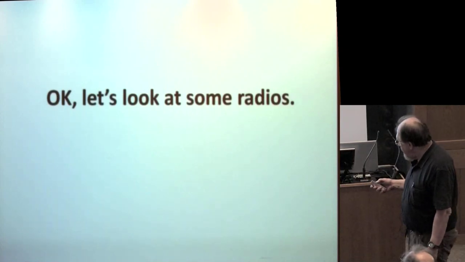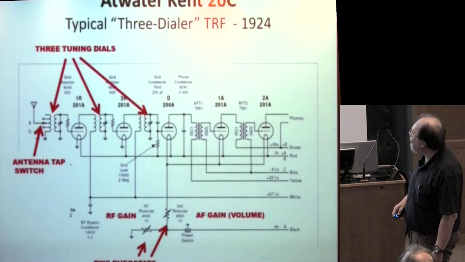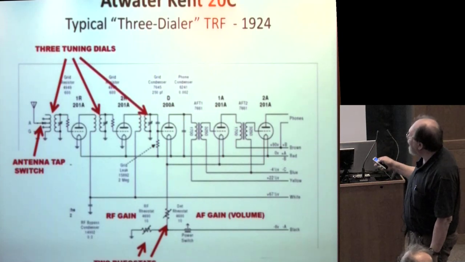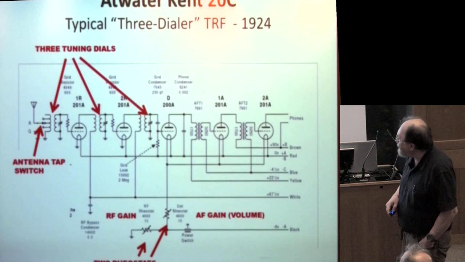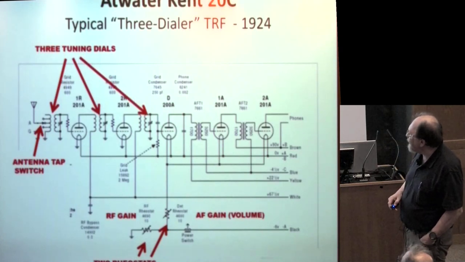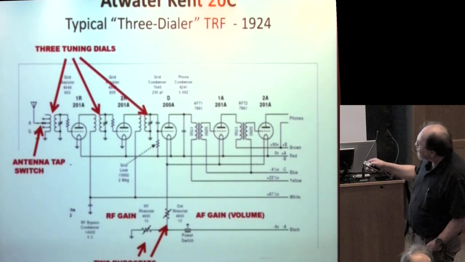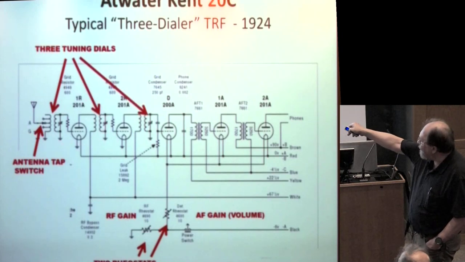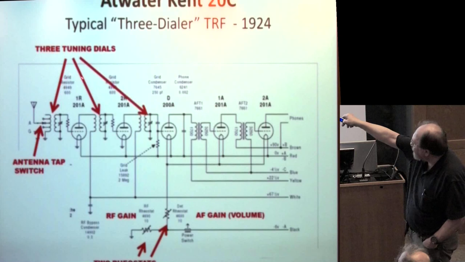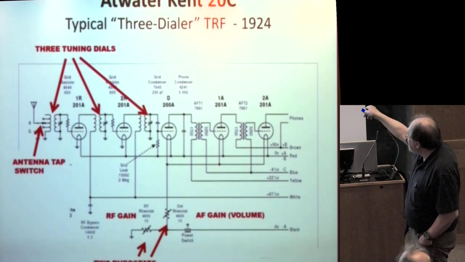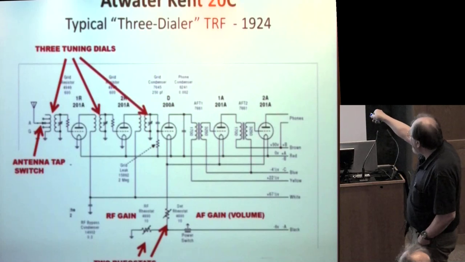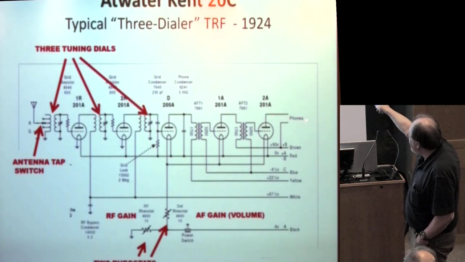And we're going to start here with a three dial, or in fact, an Atwater Kent 20C like we have in the museum. And this is about 1924, and the radios are becoming sort of sophisticated. You have two RF amplifiers before you get to the detector. All three of those are tuned by separate dials, so it's a three dialer. And then you have two stages of audio amplification going out to the phones or the speaker.